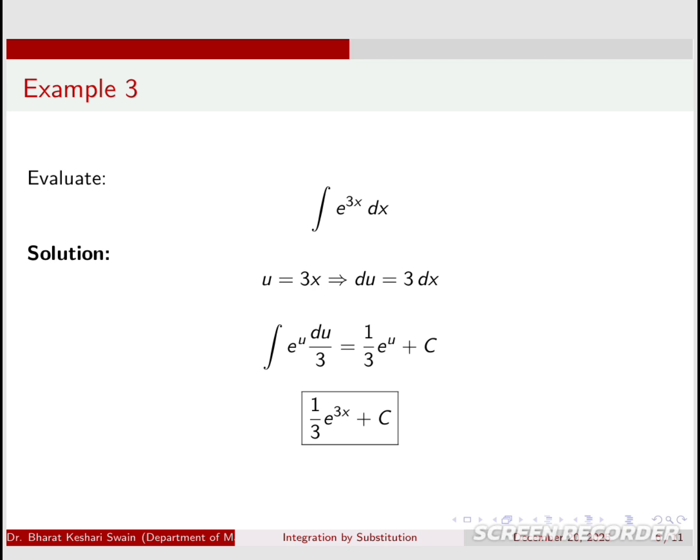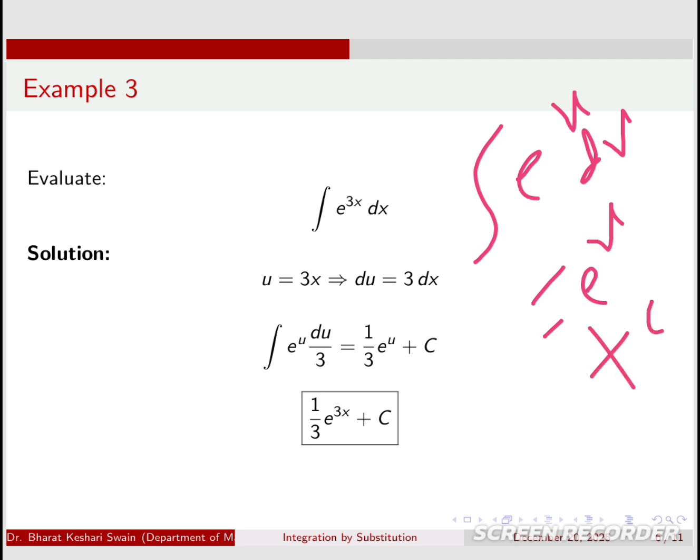Here we have the integral of e to the power 3x dx. Okay, we know that the integration of e to the power x dx is equal to e to the power x plus c. But here it is e to the power 3x, not e to the power x. Therefore, put u equal to 3x, so that it will be reduced to this form.